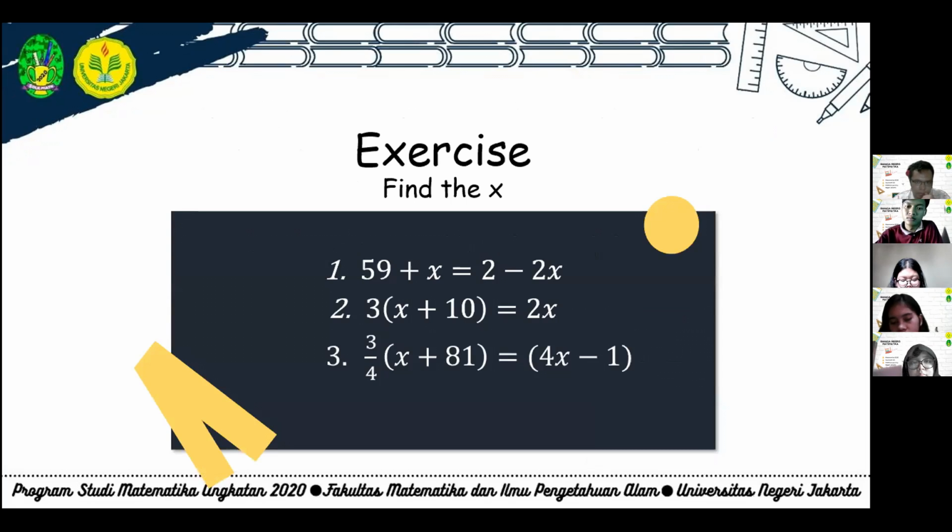This is the exercise. Who wants to try to answer?